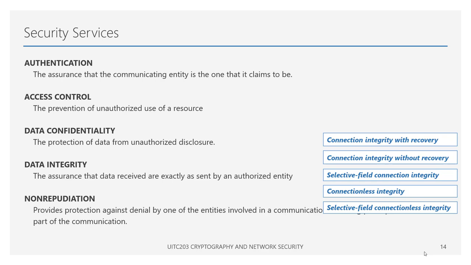Selective field connection integrity ensures the integrity of selected fields within the user data of a data block transferred over a connection and helps in identifying whether the selected fields have been modified, inserted, deleted, or replayed. Connectionless integrity ensures the integrity of a single connectionless data block and helps in the detection of data modification. Selective field connectionless integrity ensures the integrity of selected fields within a single connectionless data block. It also helps in the determination of whether the selected fields have been modified or not.